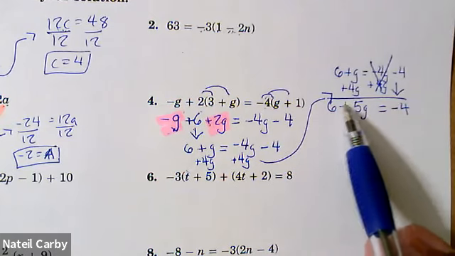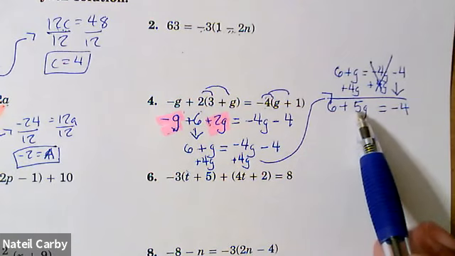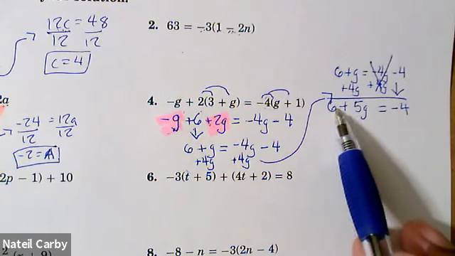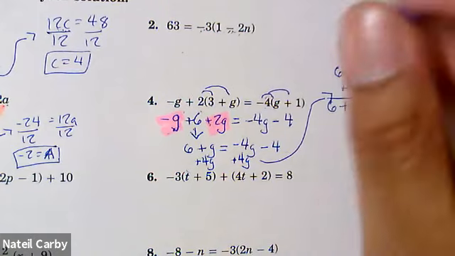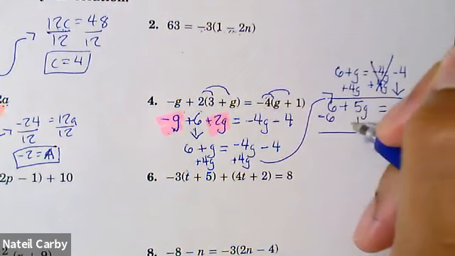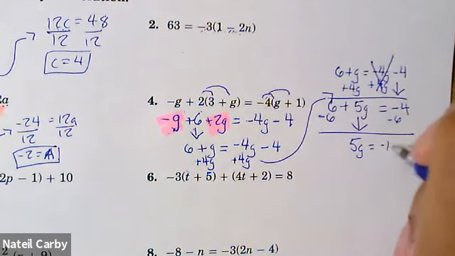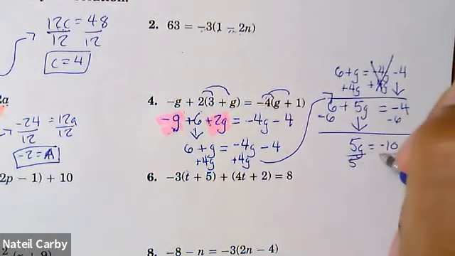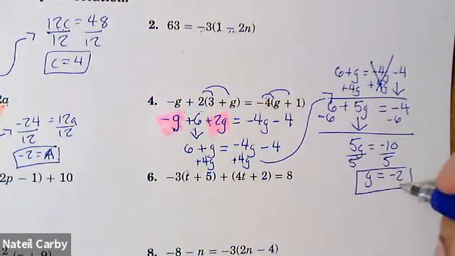So again, your algebra tendency is, and your rule is to always get the variable by itself. So I want to get rid of this +6. So I don't add 6 to both sides because it's already positive. Subtract 6. So then I have 5G equals -10 divided by 5. G equals -2.